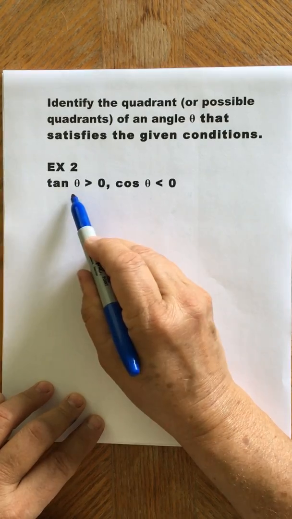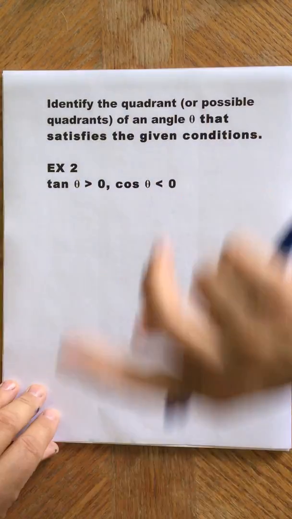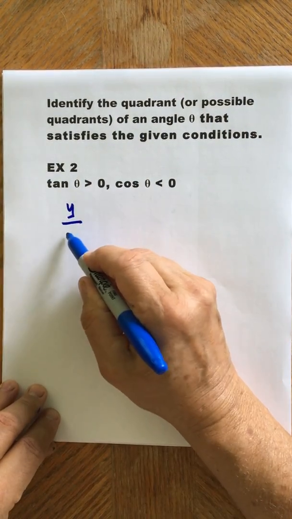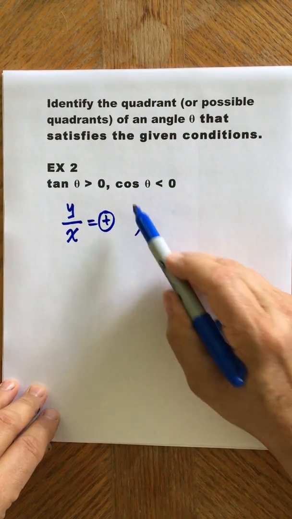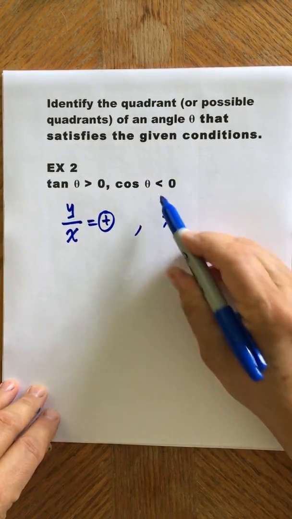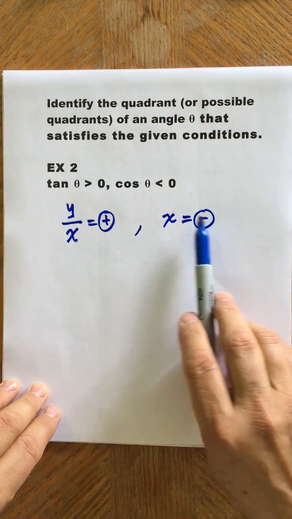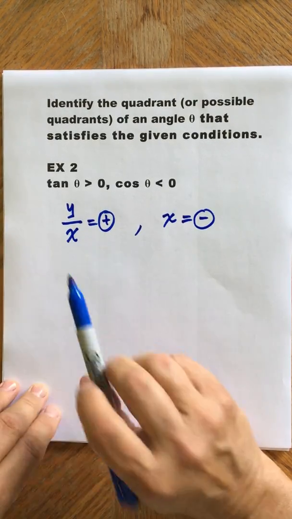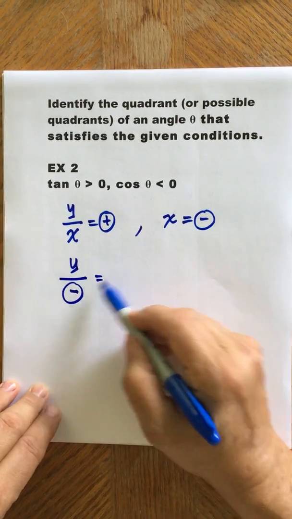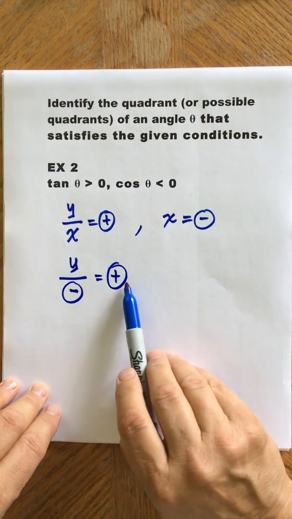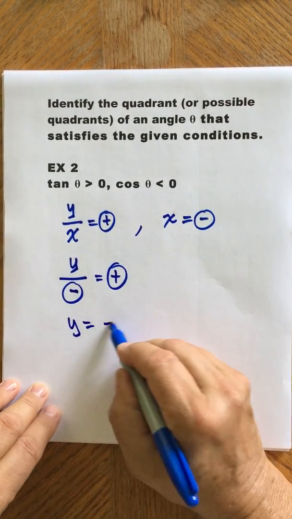Here we have the definition of tangent, which is y over x. I know that the ratio of y over x is positive, but I also know that x, cosine of the angle, is negative. So this ratio must be y divided by some negative number, and the whole ratio ends up being positive. The only way that can happen is if y is also negative, because a negative divided by a negative is positive. So y must also be negative.